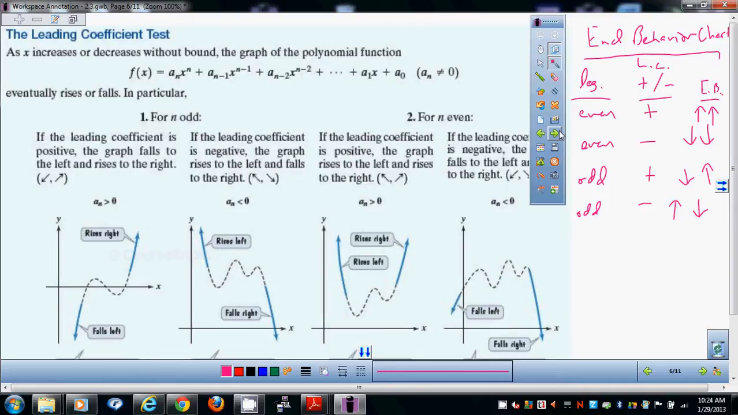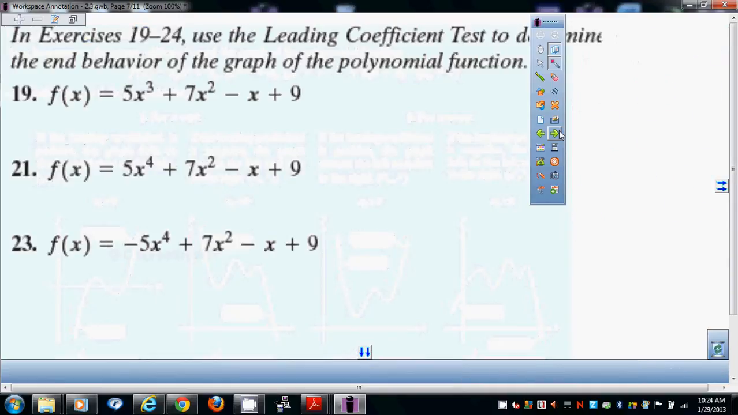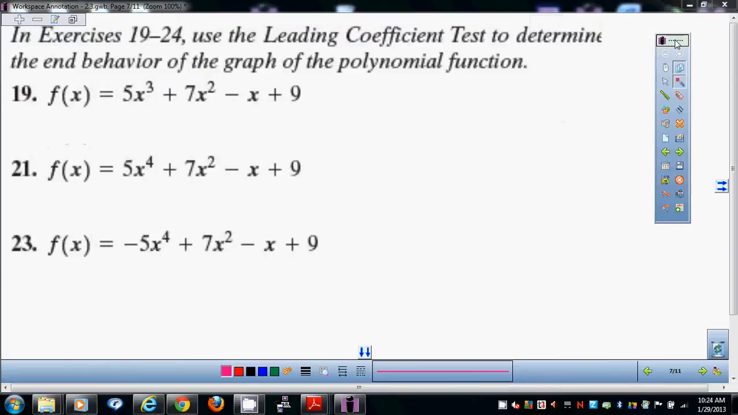Okay. Use the leading coefficient test, which we call the end behavior chart, to determine the end behavior of the graph of the polynomial. What's the degree, odd or even? Positive or negative leading coefficient? Very good. By the way, I don't know if I mentioned this. If I did, then sorry. Leading coefficient is the number being multiplied by your highest power. So odd, positive, what's that going to be? Down, up. Very good. Down, up is your end behavior.